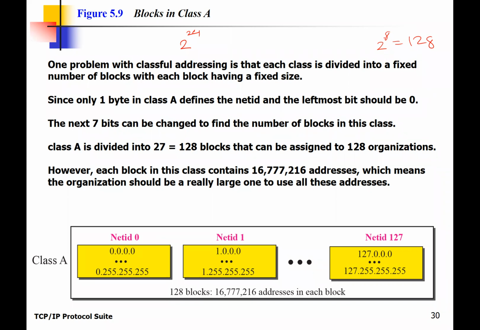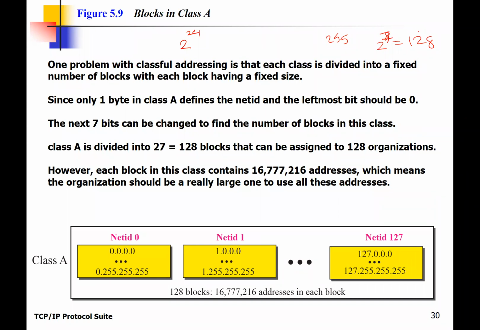To 2^8. When you have all ones, what will the answer be? 255. So we'll have 255, correct? However, if you remember in class A, the first bit always has to be 0, correct? So that means that from the 8 bits, the first one is always 0, we cannot touch. Then how many bits are going to define the number of networks? 7 bits. So what is 2 to the power 7? 128. All right. Okay. 128.